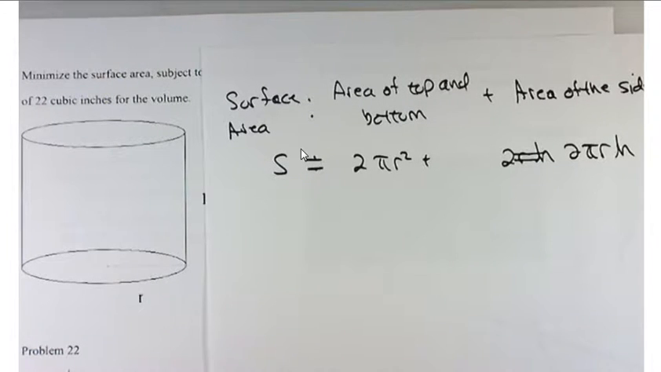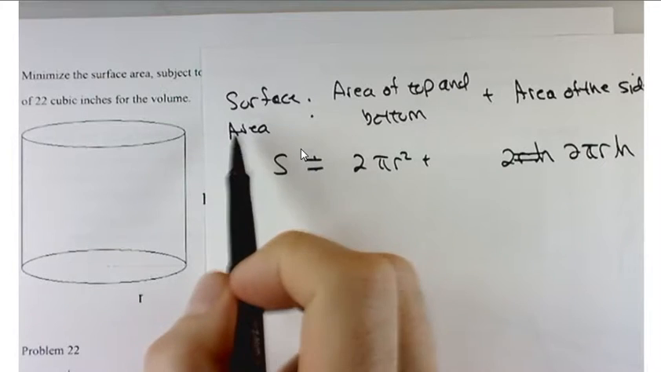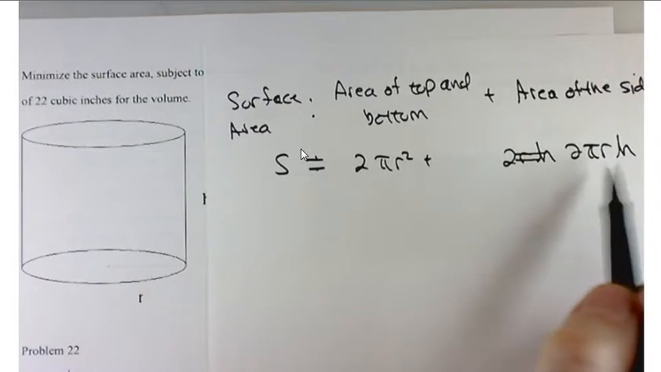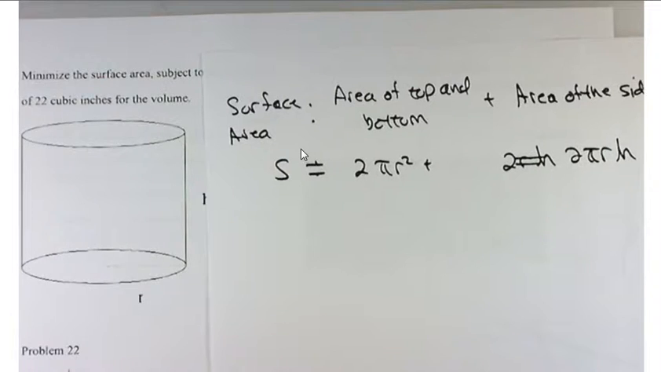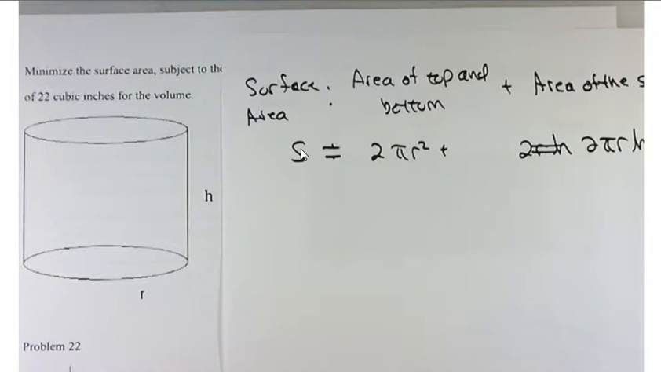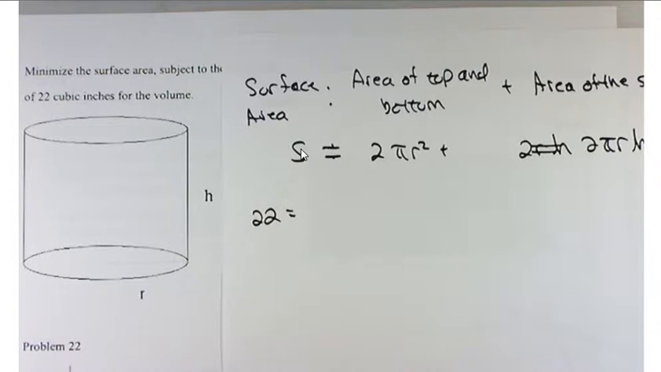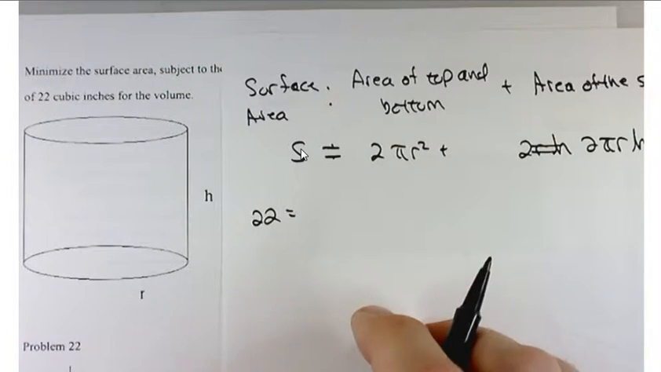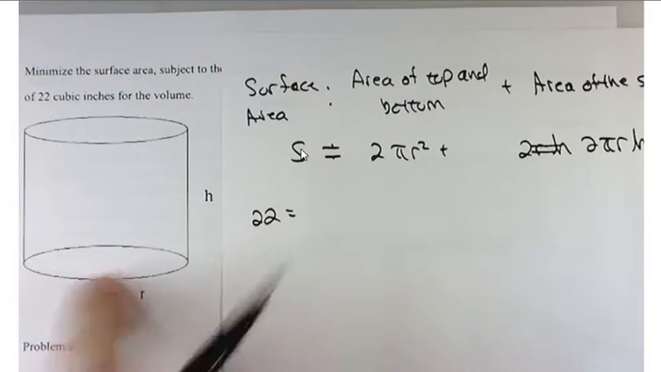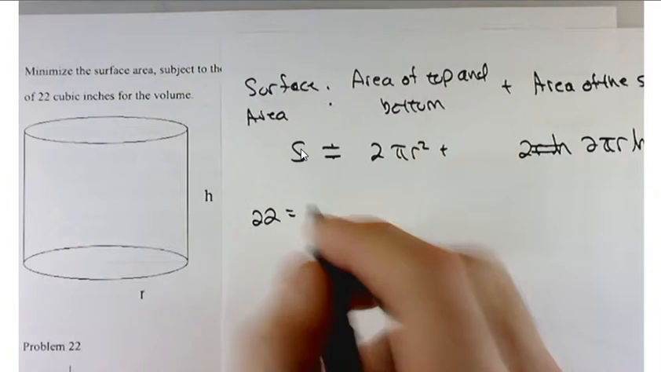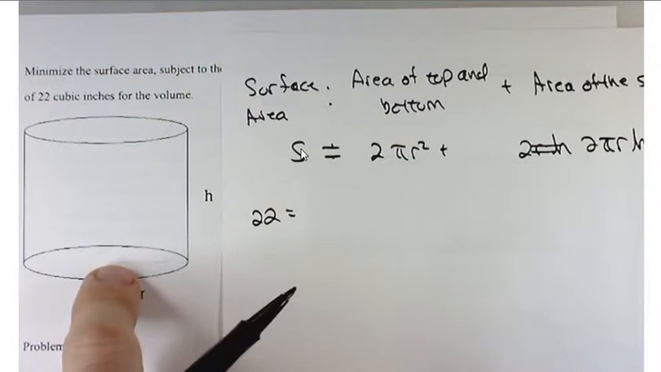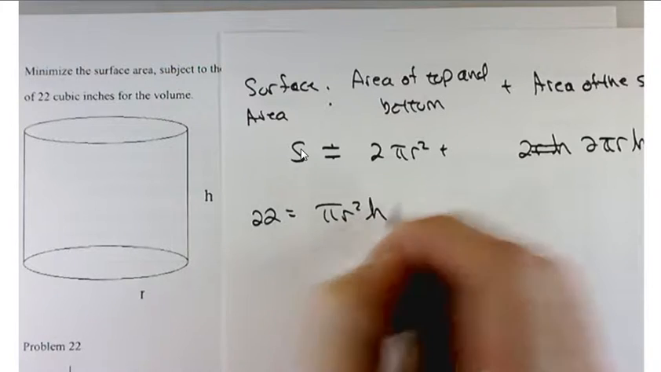Let's keep going. We need to come up with something to get rid of the h. Let's look back at the problem. Is there some information there that we haven't used yet? Volume. 22 cubic inches. What's the volume of a can, or volume of a cylinder? It's going to be the area of the base times the height. So not 2 pi, pi r squared times h. Pi r squared times h.